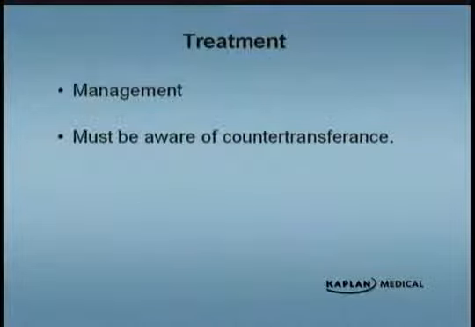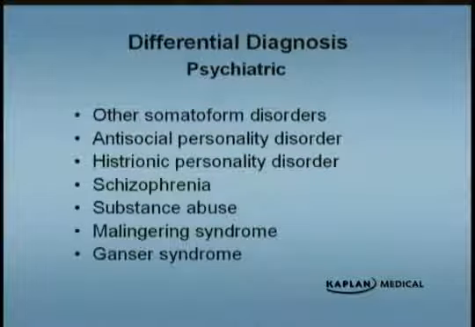Now, if we look at the differential diagnoses from a psychiatric point of view, these are patients who, of course, can have other somatoform disorders. They can have personality disorders. They could also have substance abuse, be malingerers, or have Ganser syndrome, which is something that you find in prisoners, which is a near-miss answer. So if you ask the prisoner, what's the color of the sky? They'll say red. It's a color, but they'll give you the wrong color.